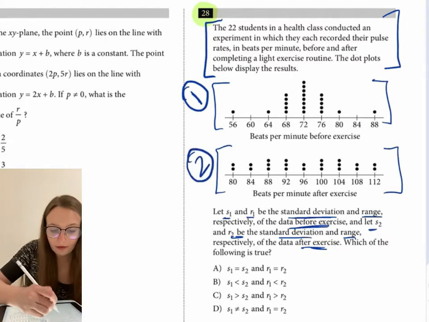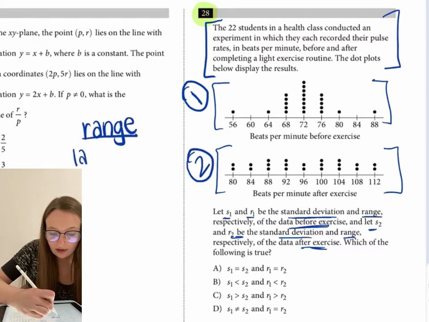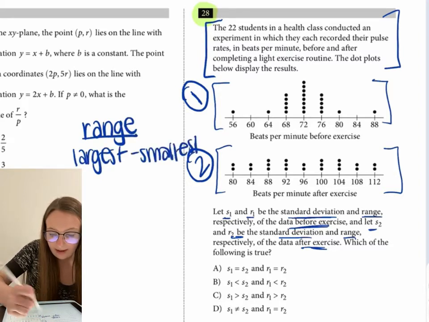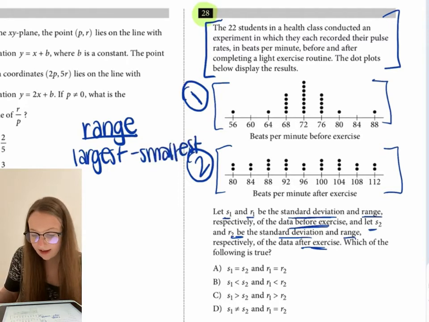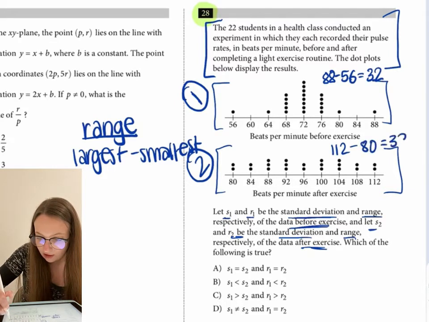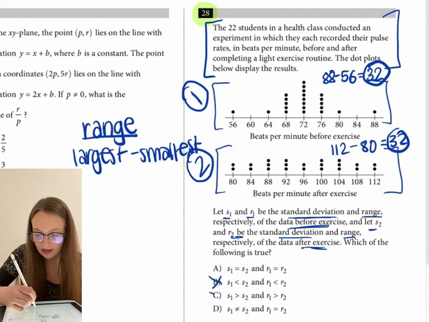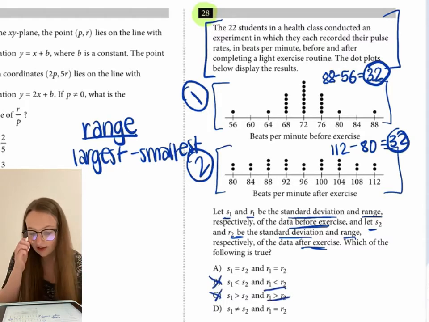So let's first start off with the range. So the range is a pretty easy metric to understand. It's just the largest value in the set minus the smallest value in the set. So for the top set here, set 1, that would be 88 minus 56, meaning that the range of this is 32. For the bottom set, set 2, we would get 112 as the largest minus 80 as the smallest, which is 32. So we can see that both data sets have the same range, so I could cross out B and C because that's not what they are articulating.